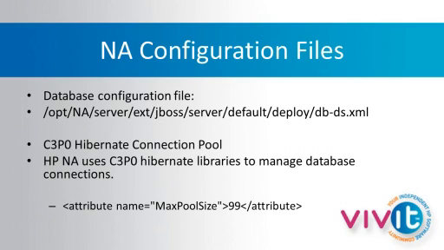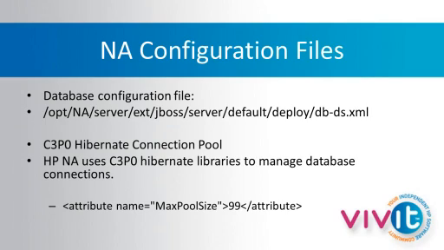Okay, one other area is around the network automation database configuration file. And that's listed here. It's the db-ds.xml. Not easy for me to say. But what I'm going to talk about is the C3PO connection pools. And really all you need to focus on here is there are different libraries that are used to manage the database connections.